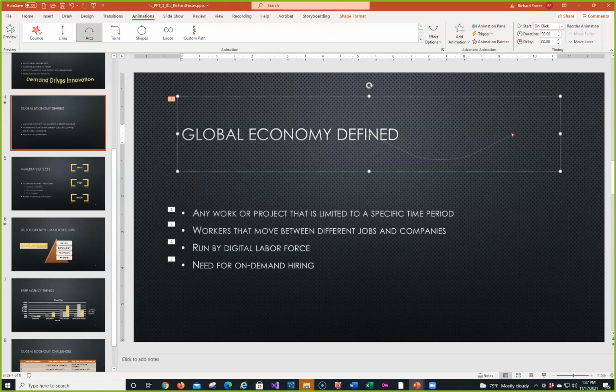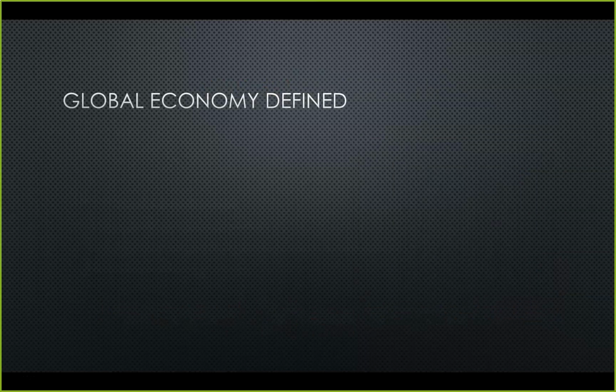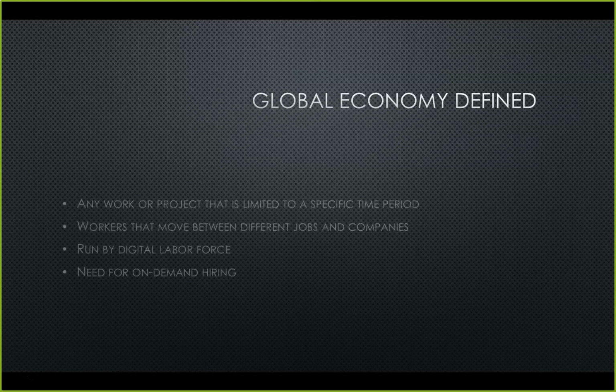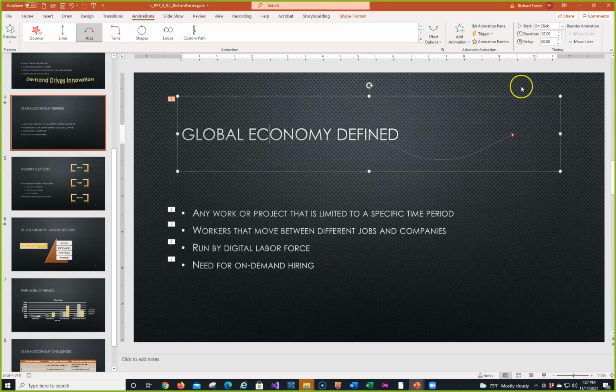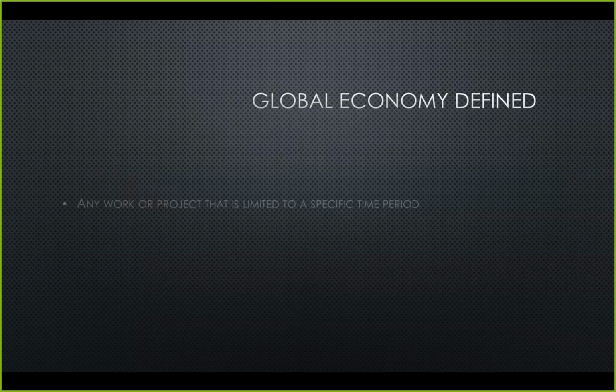So let's go and do the whole slideshow. I'm just going to hit F5, and I'm going to use my arrows to go back and forth. And notice the economy defined goes in here. So let's go back and let's fix this, and let's just make this with previous, and then let's make this after previous. And let's see what happens in here. So let's do Shift F5 and see what happens. So that went right away, and then these came in.